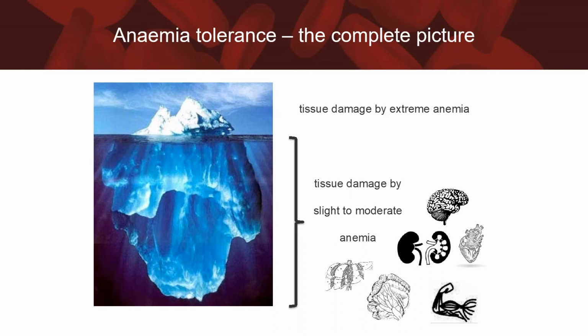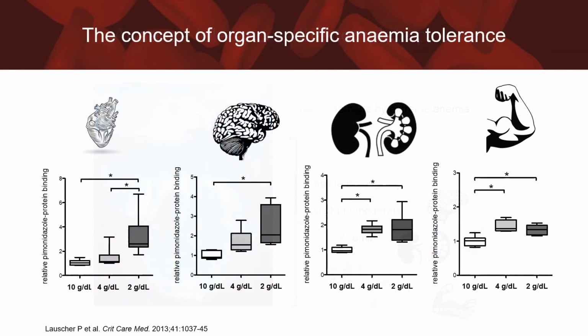However, it has to be pointed out that this is not the complete picture of anemia tolerance, since all these topics are only true for the whole body, and there might be a difference for several organs. For example, it could be that some of the organs in the body have tissue damage by extreme anemia at an earlier time point than the rest of the body has. And in fact, this could be demonstrated by Lasocki and co-workers in 2013.